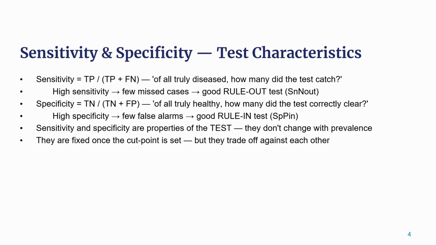SPIN: a test with high specificity, when positive, rules in disease. If specificity is 99%, a positive result is almost certainly a true positive. Use high specificity tests when a false positive would cause harm, like before committing to chemotherapy. The trade-off: you can't maximize both simultaneously. Lowering the cut point increases sensitivity but decreases specificity. This is the fundamental tension in diagnostic test design, and it's what the ROC curve visualizes.